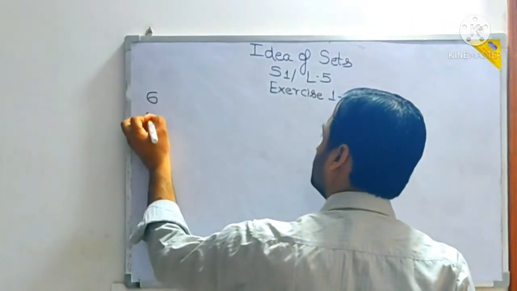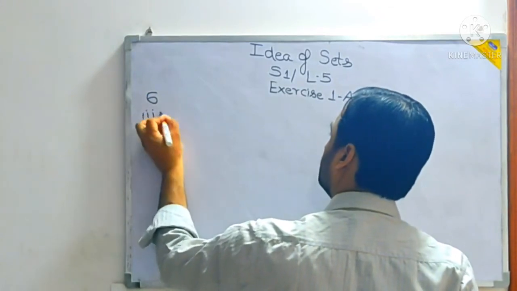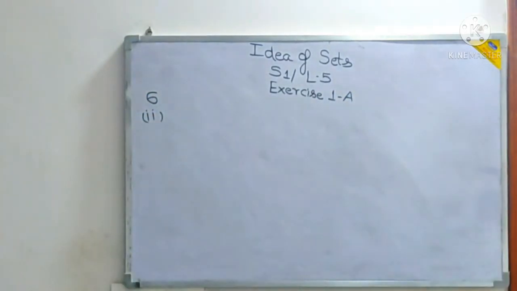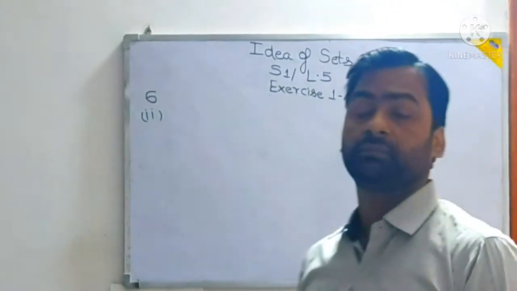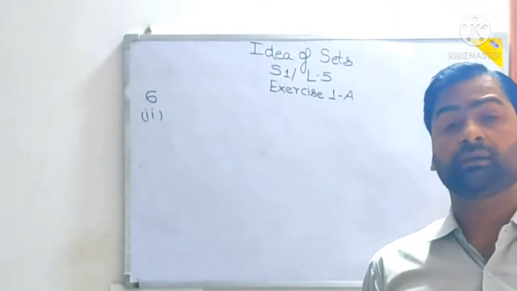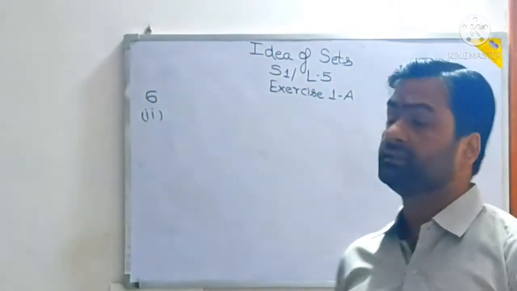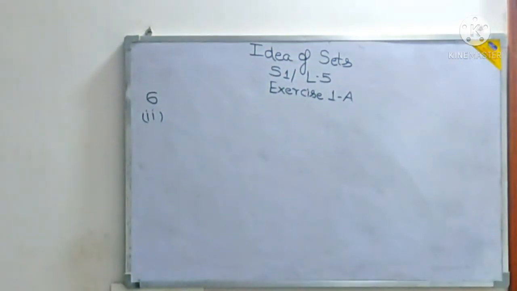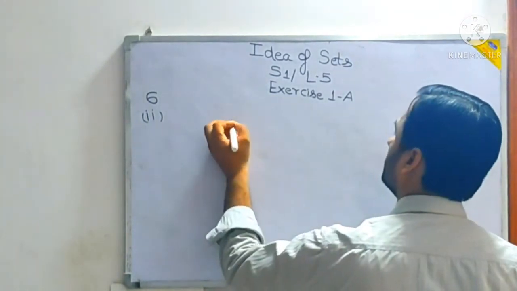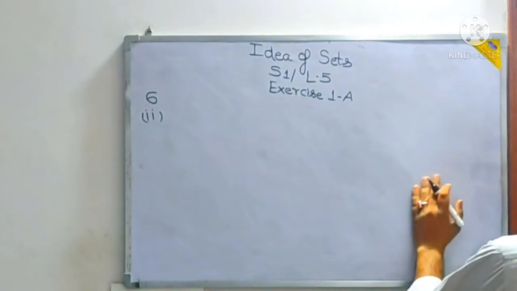Sixth question, second part. What is the meaning of tabular form? Tabular form means basically you have to write the elements of the set in the braces, that means the curly brackets, separated by commas. That's it. Let's see our question first. What is the question saying?